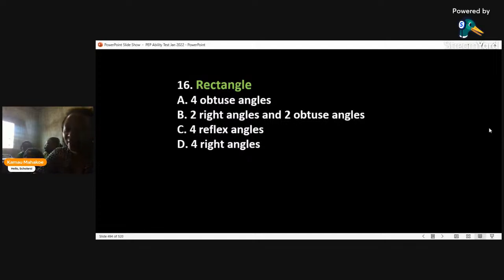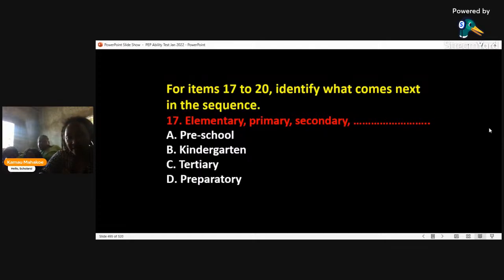Rectangles. Rectangles must have what? In order for something to be a rectangle, it must have? Four right angles. A rectangle must have four right angles.